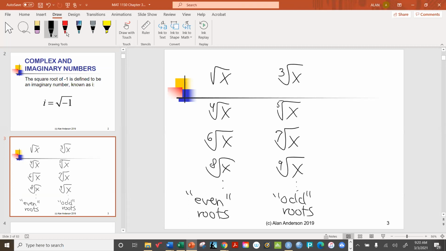Okay, so even roots would mean roots like the square root, which is the second root, the fourth root, the sixth, the eighth. Those are all even roots. For the odd roots, we have them on the right-hand side.